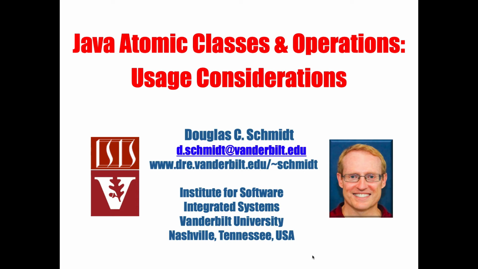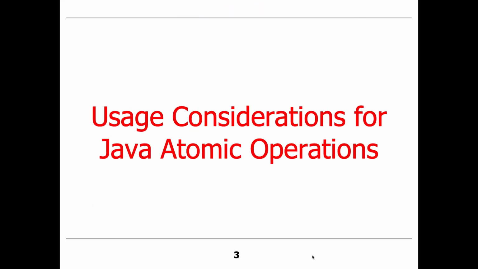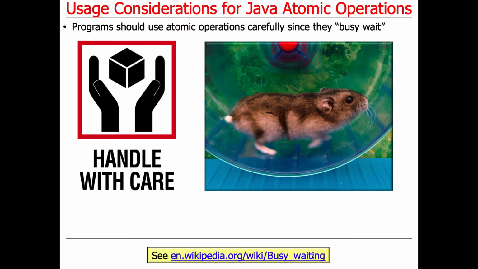So to wrap up the discussions of atomic classes and operations, let's talk a little bit about some of the usage considerations to make them work effectively for you in practice. The first thing to remember is even though we're using this for our programming assignment, you should be very careful when you use atomic operations in practice, because if you're not careful, you can end up doing what's known as busy waiting. And in some situations, busy waiting is good, right?